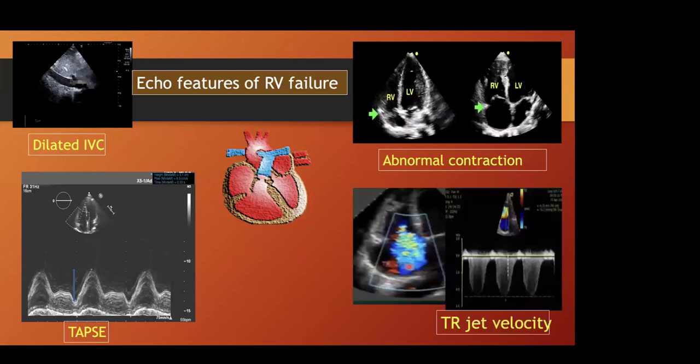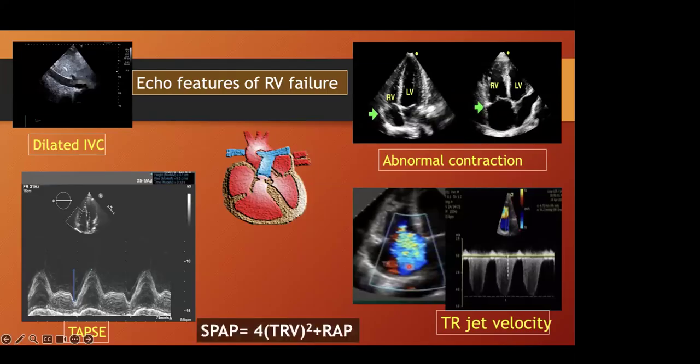And if you see, because of the failure, you may get a TR jet as you put a color flow Doppler across the tricuspid valve. On this continuous wave Doppler, you get a beautiful TR jet if there is right ventricular dysfunction. This TR velocity, which is called TRV, is used to calculate your systolic peak pulmonary artery pressure. So systolic PA pressure is 4 times the square of the TR velocity. Suppose this is 4, 4 squared is 16, into 4 is 64. That's how you calculate the peak systolic pulmonary pressure. You add your right atrial pressure if you have it, and that gives you your pulmonary pressure.